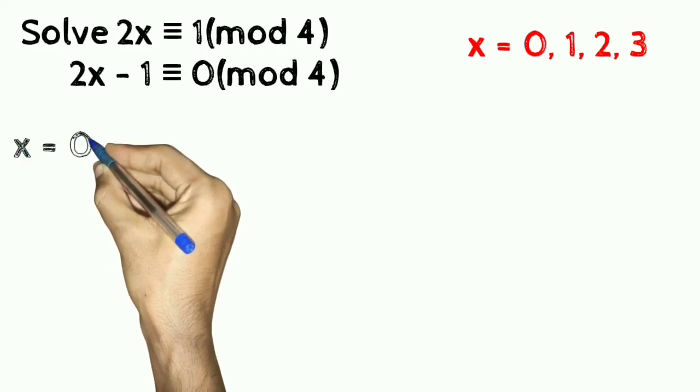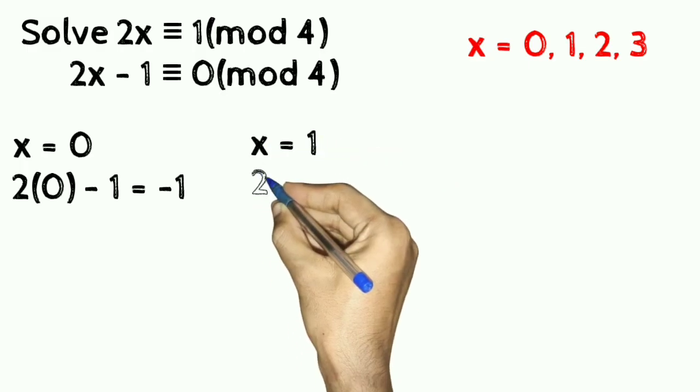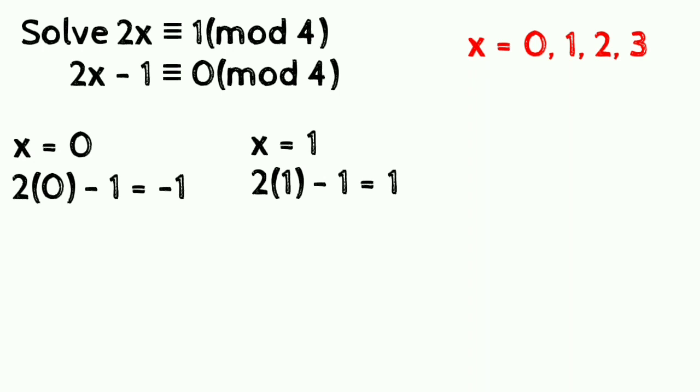Let's first try x is equal to 0. So substitute natin yung 0 dun sa 2x minus 1. 2 times 0 minus 1 is equal to negative 1. Negative 1 is not divisible by 4. Therefore, x is equal to 0 is not a solution. Next, x is equal to 1. That is 2 times 1 minus 1. That is equal to 1. 1 is not divisible by 4. Therefore, x is equal to 1 is not a solution.